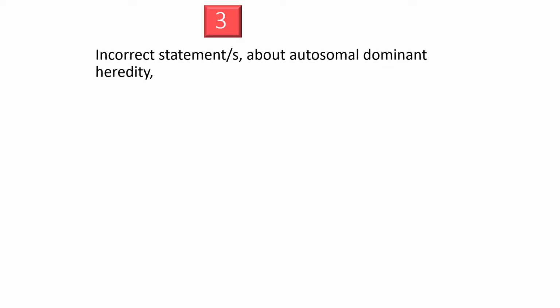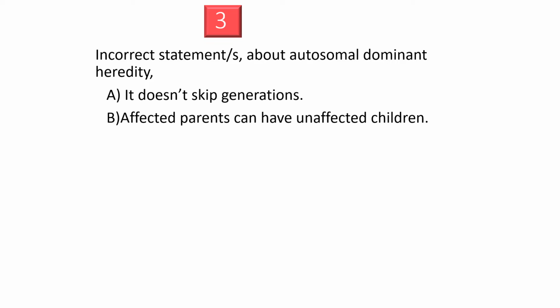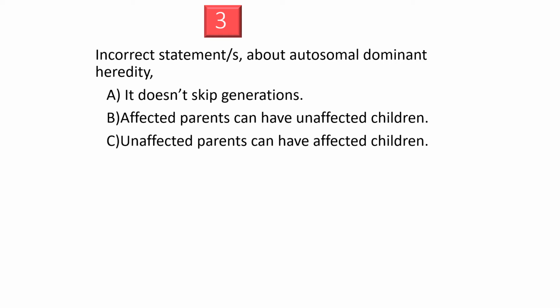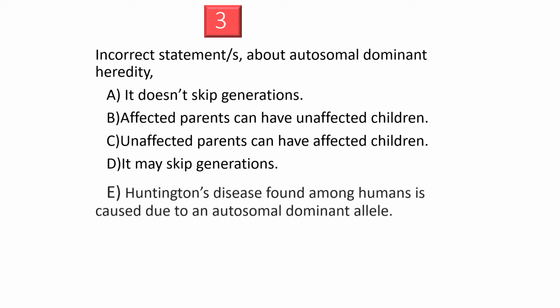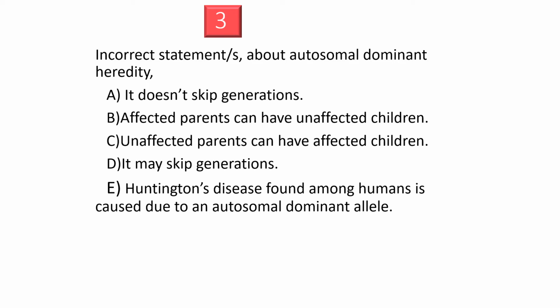Incorrect statement or statements about autosomal dominant heredity. A. It doesn't skip generations. B. Affected parents can have unaffected children. C. Unaffected parents can have affected children. D. It may skip generations. E. Huntington's disease found among humans is caused due to an autosomal dominant allele.